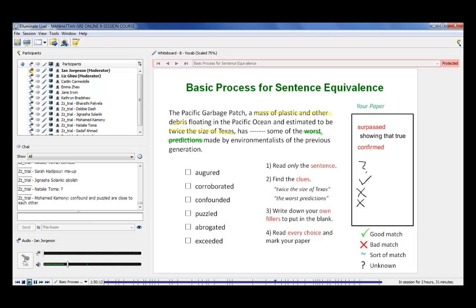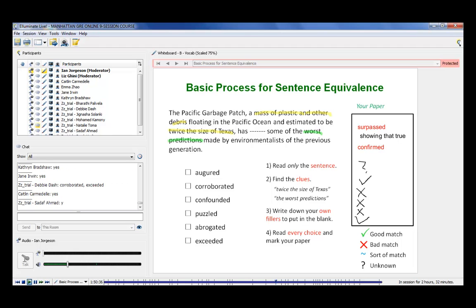Yeah, and Muhammad, you're exactly right. Confounded and puzzled are very close to each other. And we'll come back and talk about that in a second. But abrogated does not mean surpass or confirm. Abrogated means to get rid of something, to abolish something. All right, does exceeded mean surpassed or confirmed?